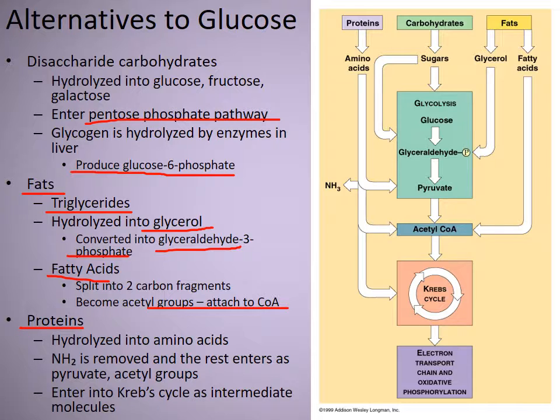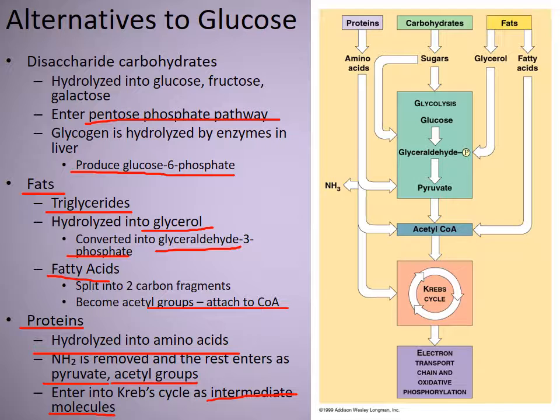Proteins are hydrolyzed into amino acids. Amino acids are the subunit for all proteins. The amino group is removed, and the rest, the central carbon and the carboxyl group, is entered as pyruvate or acetyl groups. Pyruvate would enter the stage as pyruvate. The next stage would be pyruvate oxidation, and then finally the Krebs cycle. Amino acids actually have the ability to enter as intermediate molecules that are involved in the Krebs cycle, which is something that you don't have to know, but it is nice to understand that.